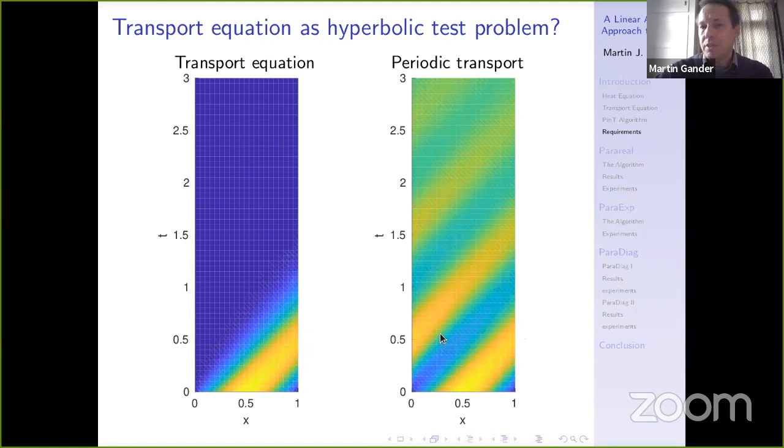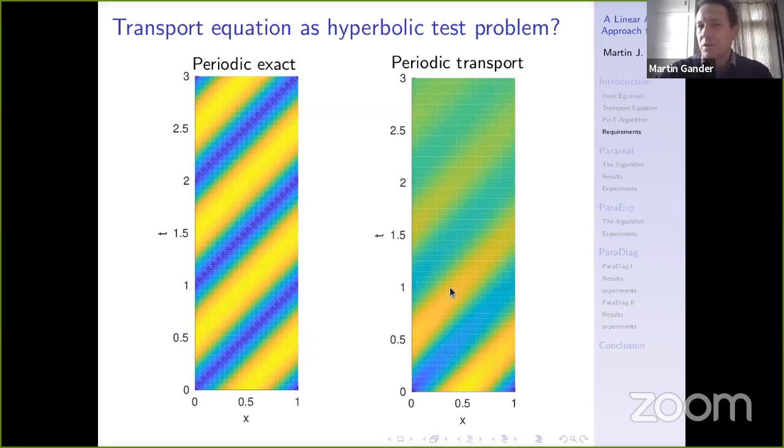So now suddenly it's less local. You see the solution is periodically transported, but we see immediately another problem of this hyperbolic test problem, the transport equation. I used the discretization which I presented, the backward Euler centered discretization, to calculate this. And you see, this actually looks more like a diffusion equation. The signal is getting lost. The true solution would really just be transported, no loss.